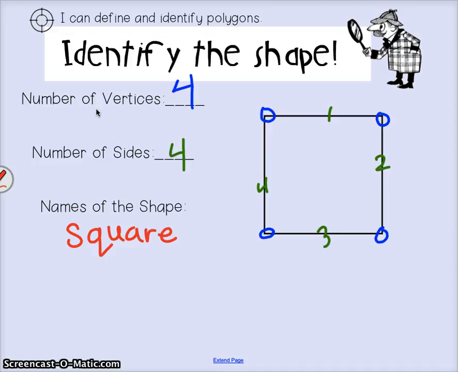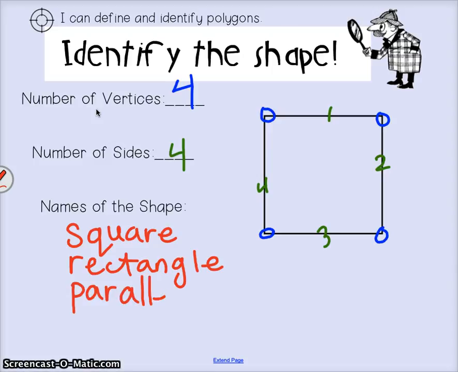Is it a rectangle? Remember, a rectangle has 2 sets of parallel lines and 4 sides, 4 right angles. Yes, it is a rectangle. Is it a parallelogram? Does it have 2 sets of parallel sides? Yes, it is a parallelogram. Is it a quadrilateral? Does it have 4 sides? Yes, it does. This shape has a lot of different names.